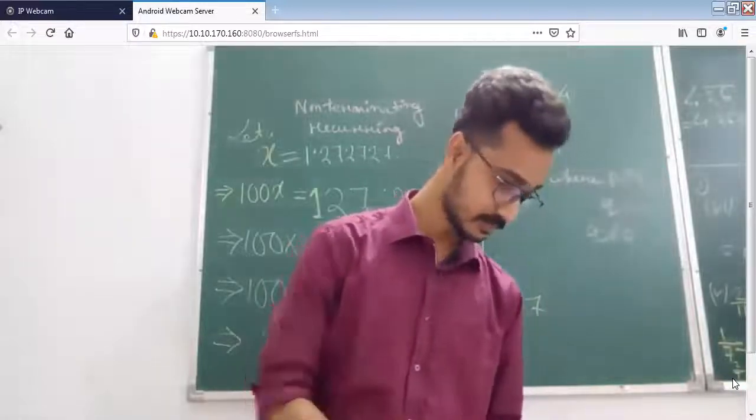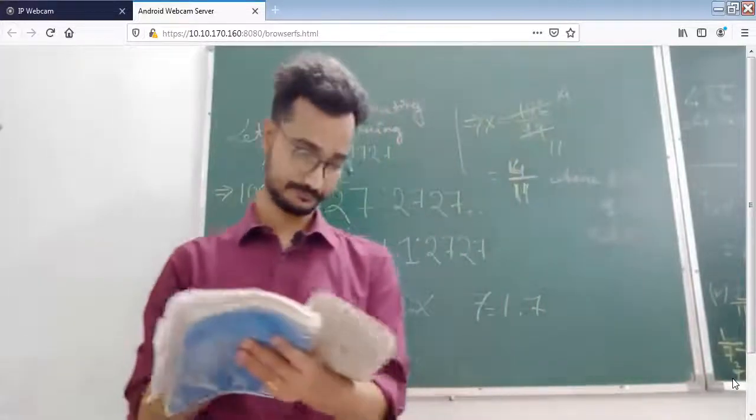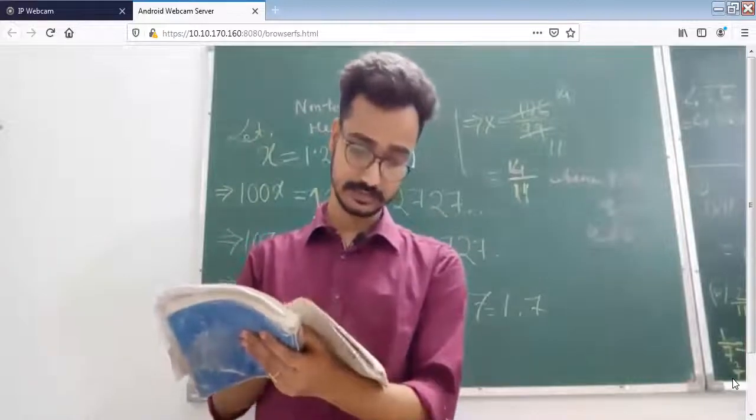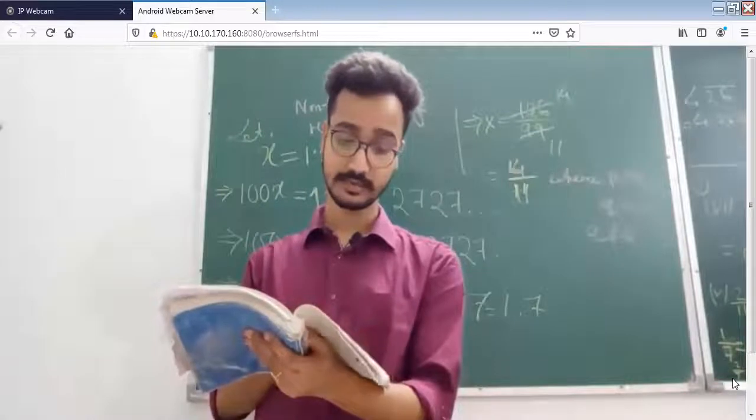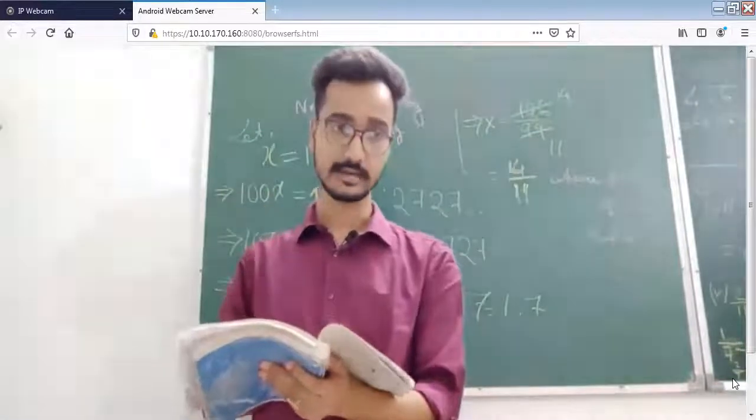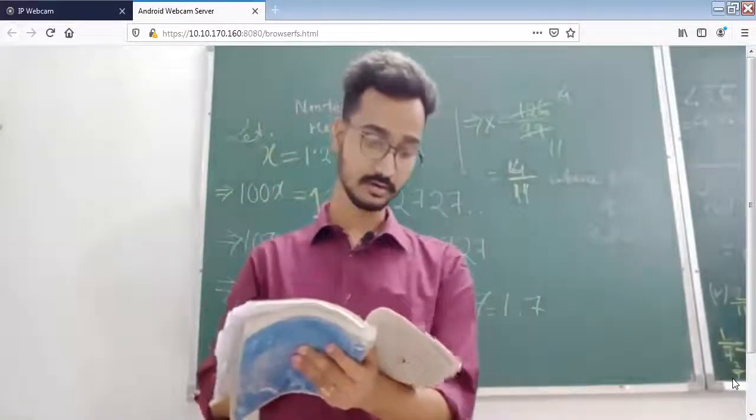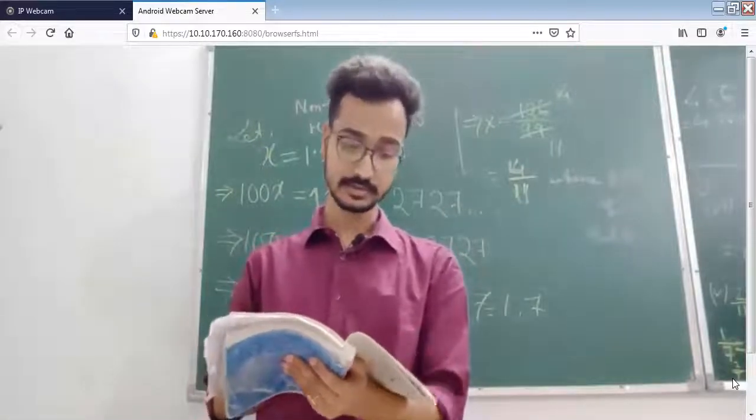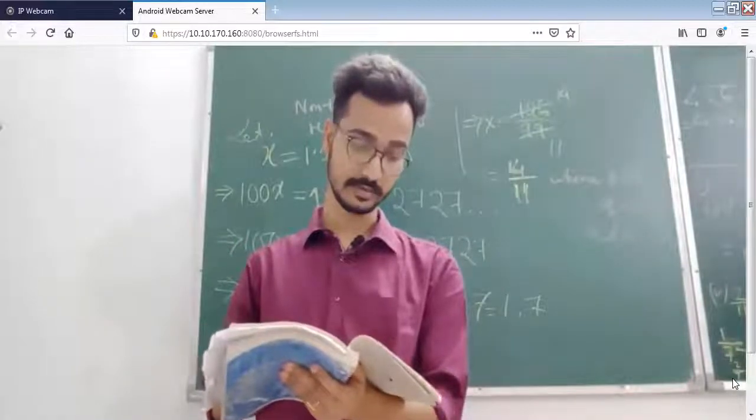Now all of you see page number 12 of the NCERT book. Just now I have told these things. This is written in your book. The decimal expansion of a rational number is either terminating or non-terminating recurring. Recurring means repeating. Moreover, a number whose decimal expansion is terminating or non-terminating recurring is a rational number.